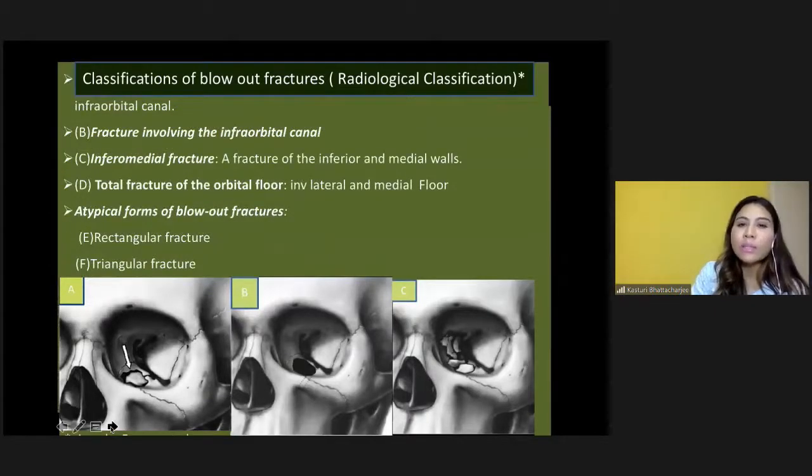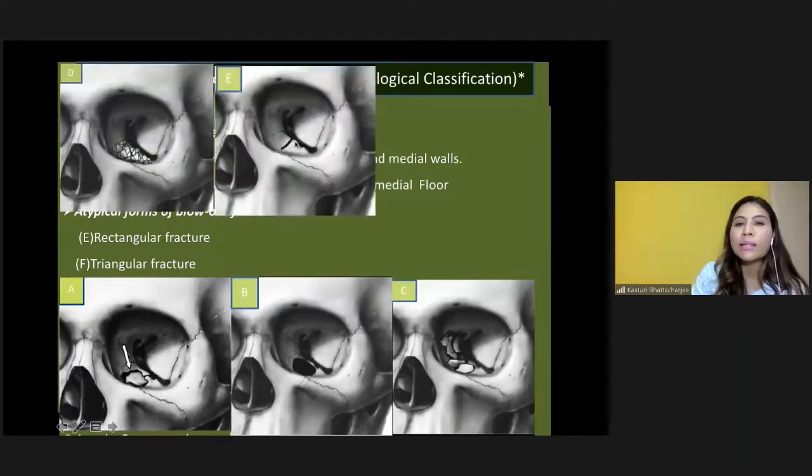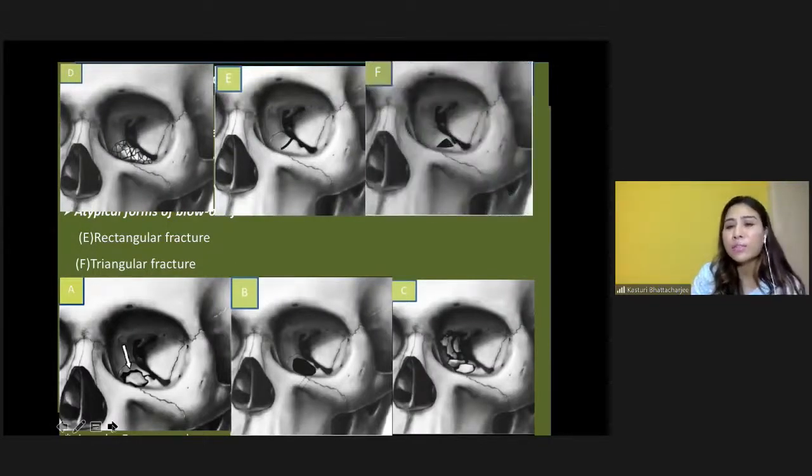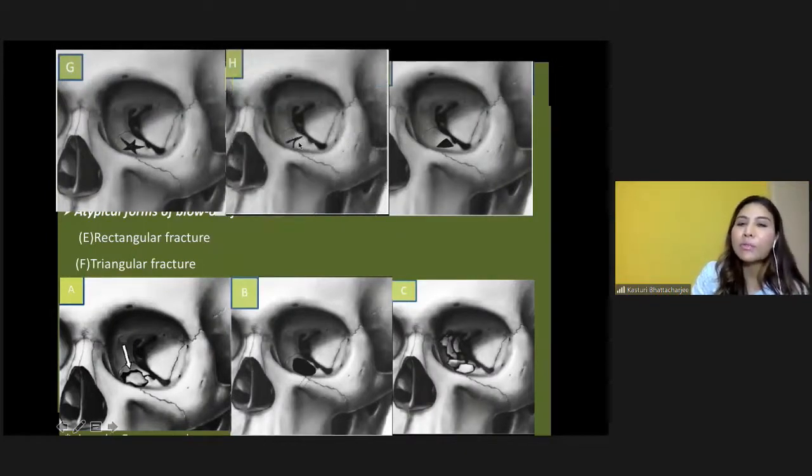It involves a fracture of both the lateral and medial wall, and then based on the type of the fracture, it is defined as a rectangular fracture, as you can see here. It can be a triangular fracture. It can be a stellate fracture, as you can see, the fracture is in the form of a stellate. It can be in the form of a Y, and it can be in the form of an I.